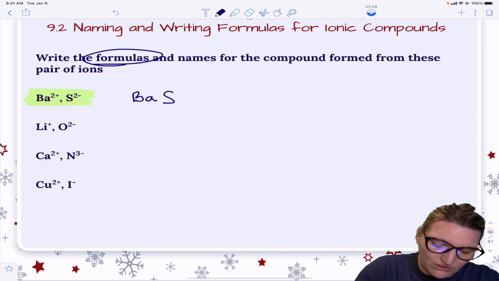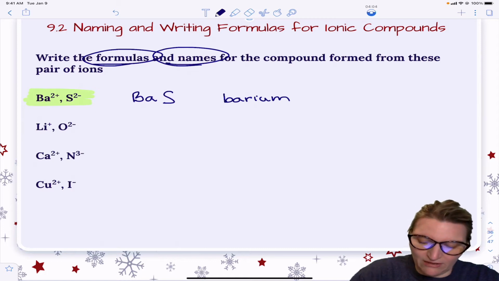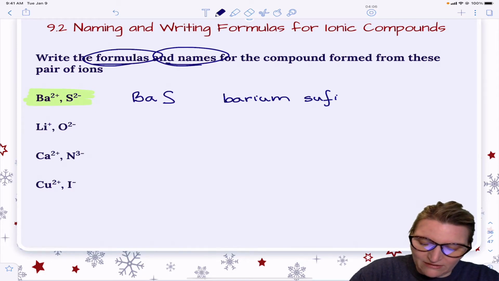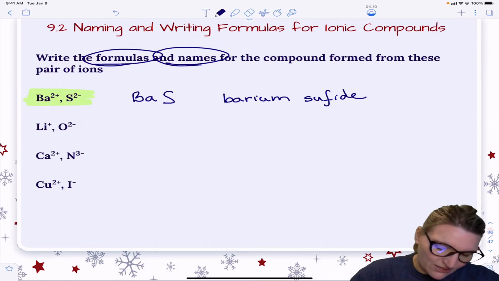And here we need to do the formulas and the names. So this would be barium. We just name the positive ion, and then sulfur becomes sulfide. Right? Here we crisscross.